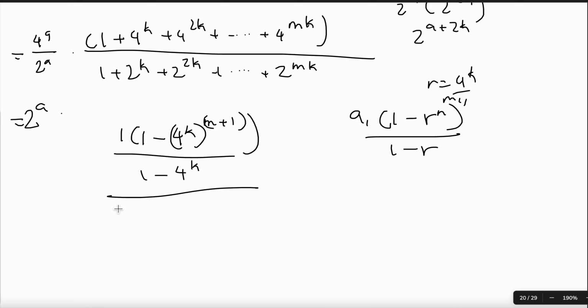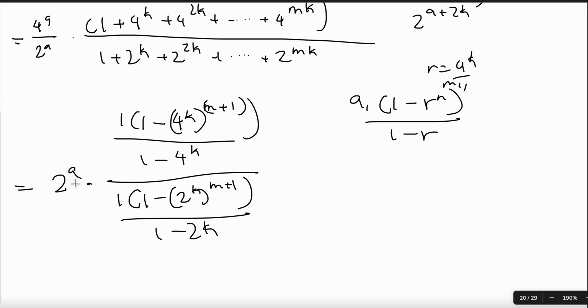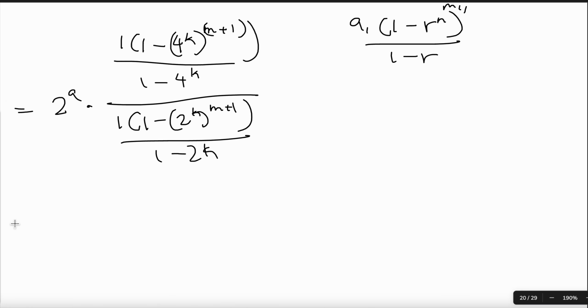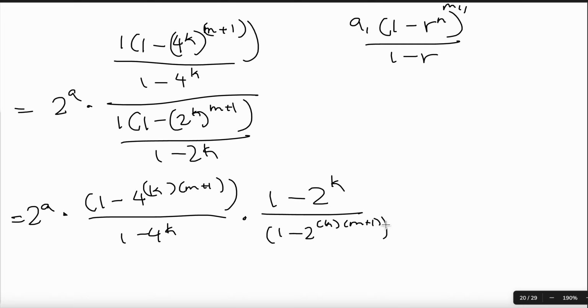And what's the denominator? It's just going to be the exact same thing, but using 2's: 1 minus 2 to the k. And so, I'll probably move this because this is going to be one gigantic equation: 2 to the a times this gigantic equation. So now we just want to simplify this. And so this is equal to 2 to the a times 1 minus 4 to the k to the m plus 1 over 1 minus 4 to the k, times, and this is going to be the reciprocal, so 1 minus 2 to the k over 1 minus 2 to the k to the m plus 1.